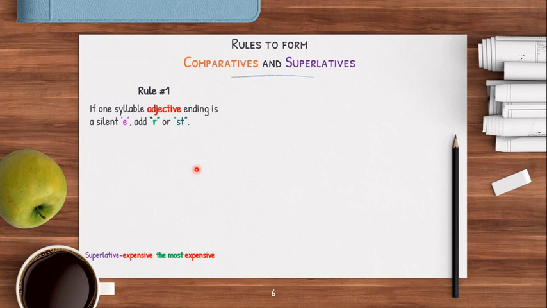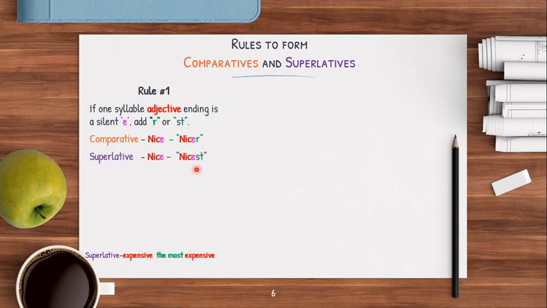Just pay attention to the colors and also to the example. For comparative we have nice, that's an adjective, but it has a silent E that is in a pink color. That means that we will add an R in front of the adjective to turn it into a comparative. Nice becomes nicer.